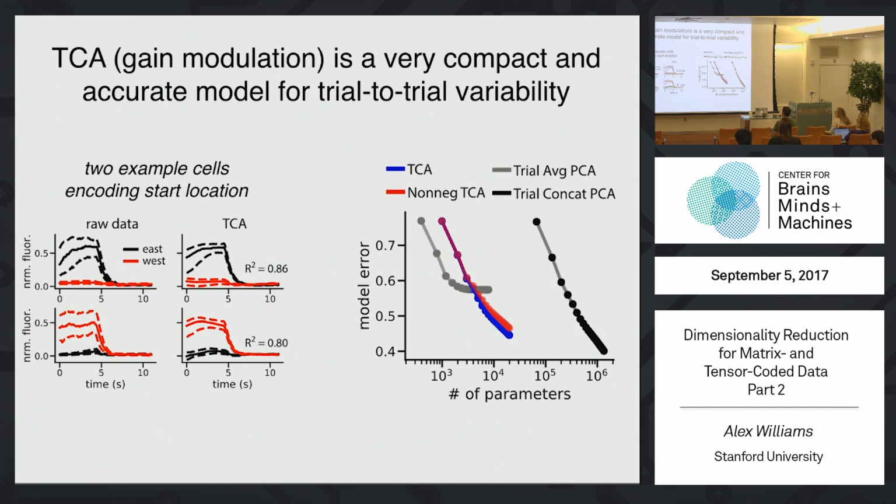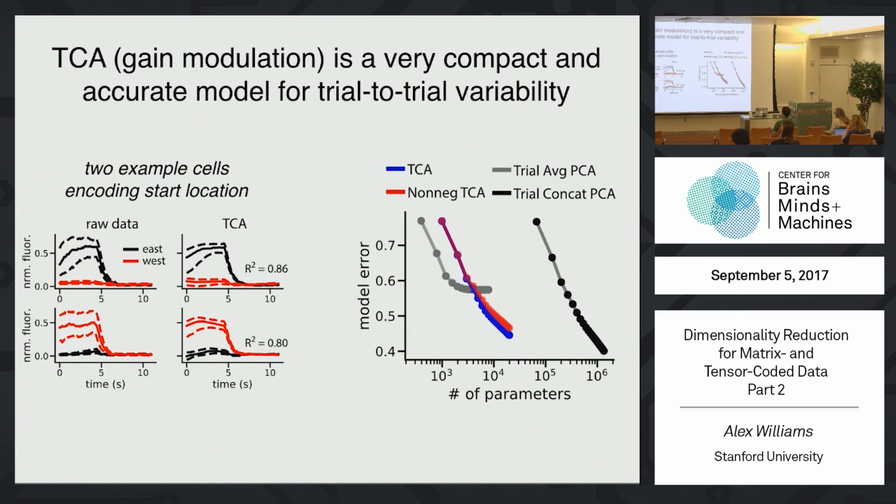So that ends up flattening out around just under 0.6 error, whereas TCA and non-negative TCA can go much lower than that. And on the x-axis here, we're looking at the number of parameters in these models. So you want to be more to the left to have a larger dimensionality reduction, and lower so that you have a lower error.